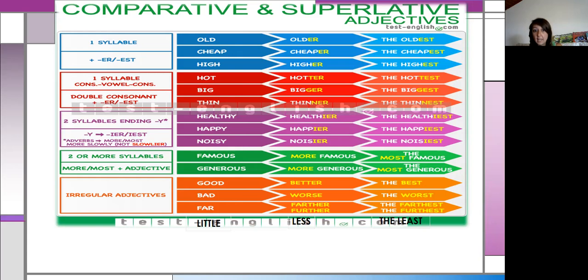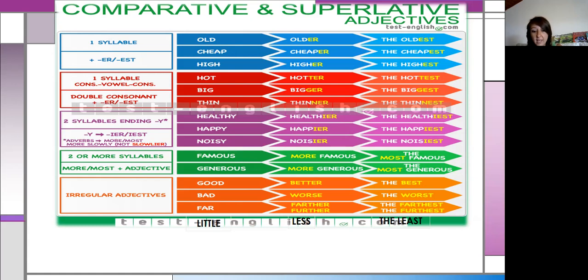Healthy, healthier, the healthiest, like this. Okay, two-syllable adjectives ending with Y: we cancel the Y and we add IER. Okay, happy, happier, the happiest. This is the happiest day of my life. Okay, noisy, noisier, the noisiest.